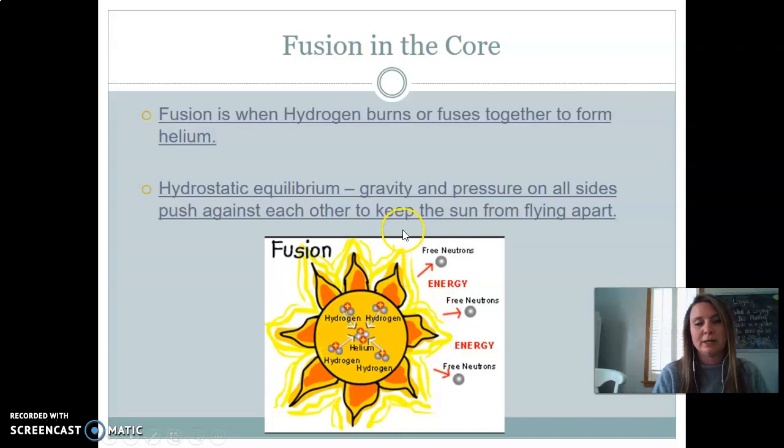This is kind of that idea, that gravity is pushing on all corners of the star, pushing it inwards, and this fusion is pushing outwards. And as it does that, it keeps it balanced, so it stays in a nice spherical shape.